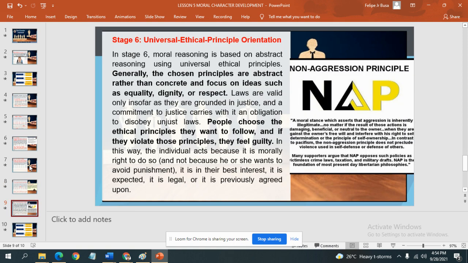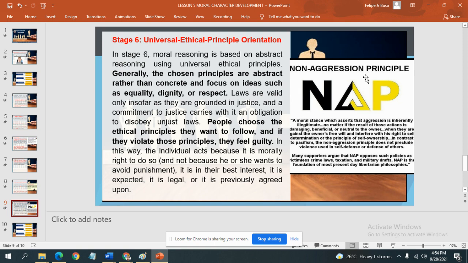Sa stage 6 naman, which is the last stage of the last level, what we call as universal ethical principle orientation. It says here that moral reasoning is based on abstract reasoning using universal ethical principles. So generally, the chosen principles are abstract rather than concrete and focus on ideas such as equality, dignity, and respect. One example for the universal principle is what we call as the NAP, the non-aggression principle. This non-aggression principle prohibits aggression or the initiation of force or violence against another person. Example of aggression includes murder, rape, kidnapping, assault, robbery, theft, and vandalism.